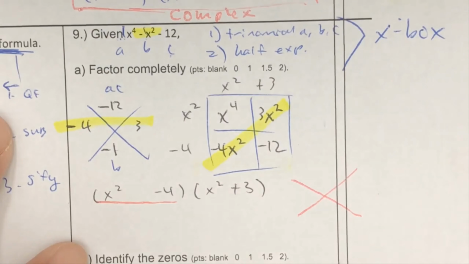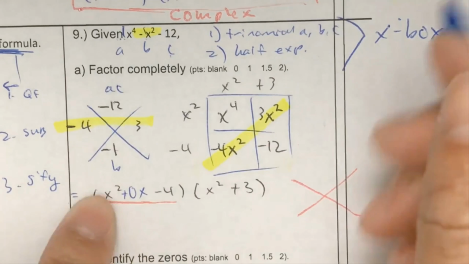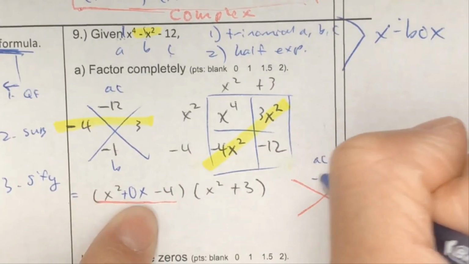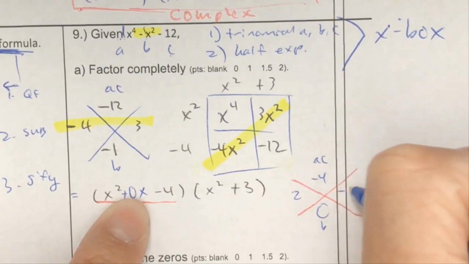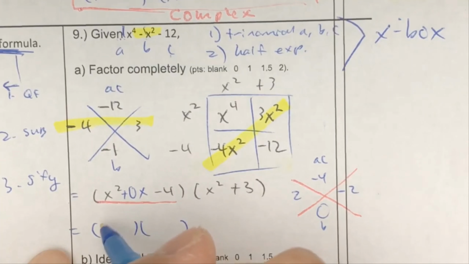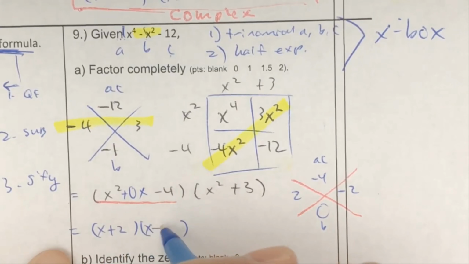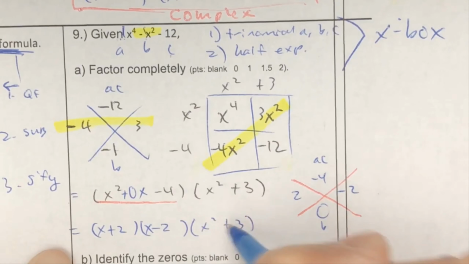If you had put a 0x here, you would have gotten a times c is negative 4, your b value is 0, and your two numbers are 2 and negative 2. So to factor the red, it would be x plus 2, x minus 2. And then this one would just be x squared plus 3.